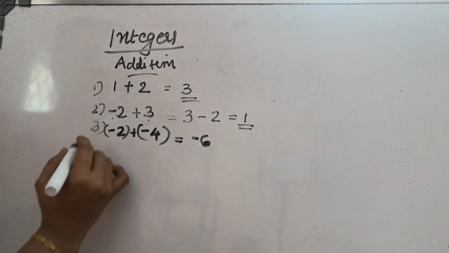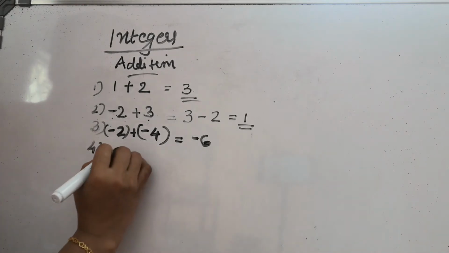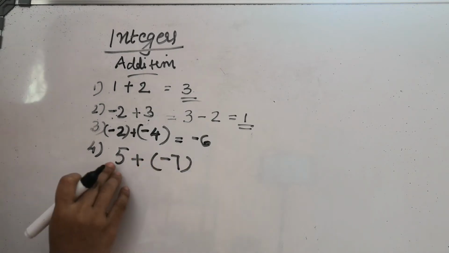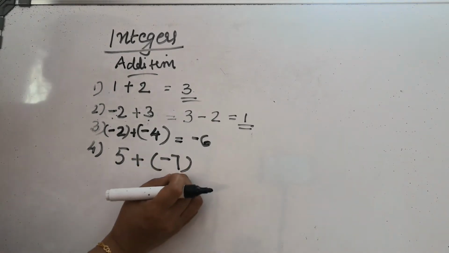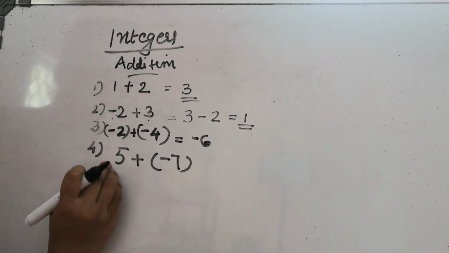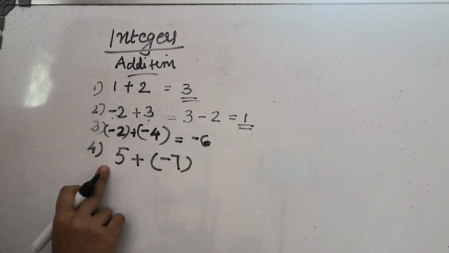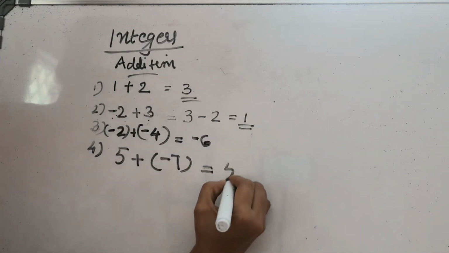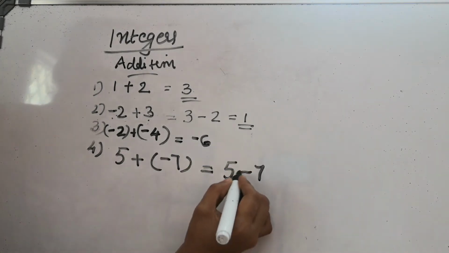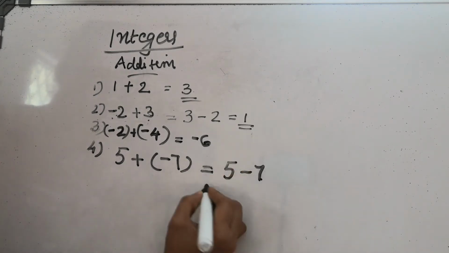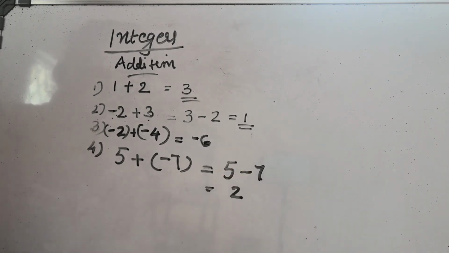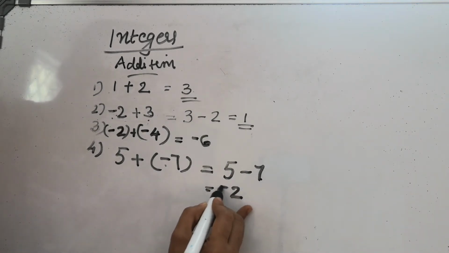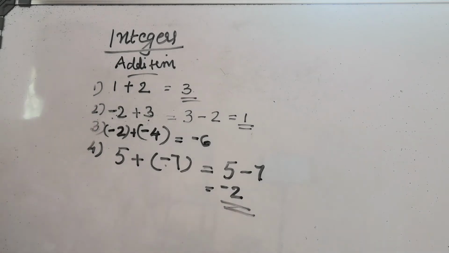Okay, so next problem. 5 plus negative 7. Here 5 is a positive number and 7 is a negative number. So here are the two signs. First one is positive and second one is negative. Different sign. Okay, so you just subtract the numbers. Then 5 subtracted from 7, so our answer becomes 2. And put the sign of the biggest number. Here 7 is the biggest number, so you have to put the negative sign in front of the answer.